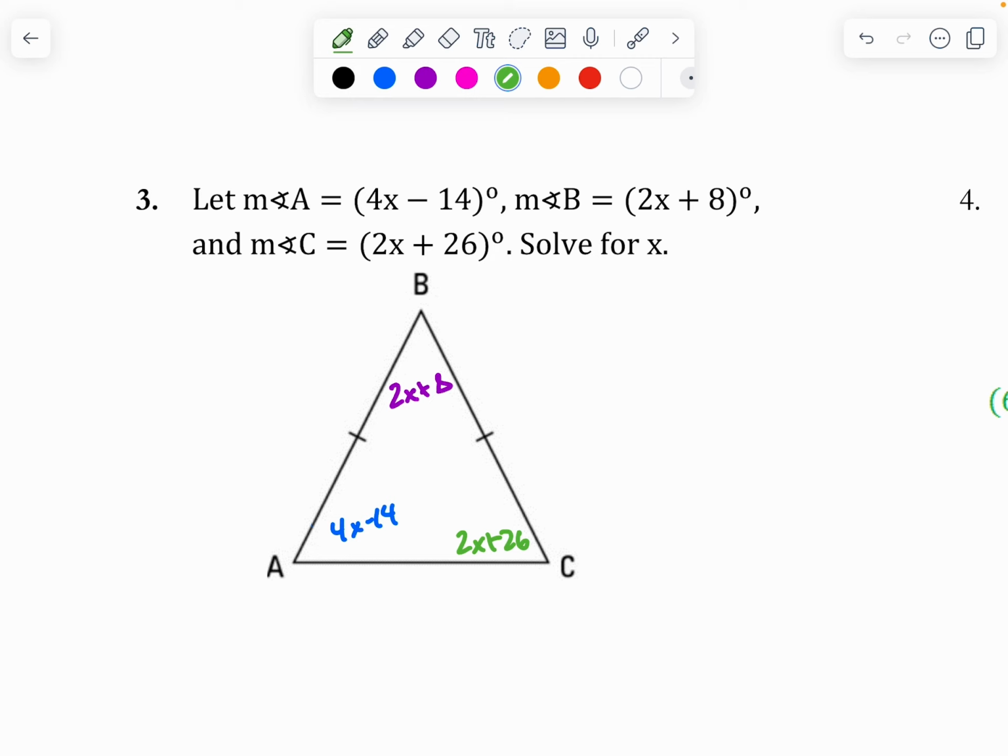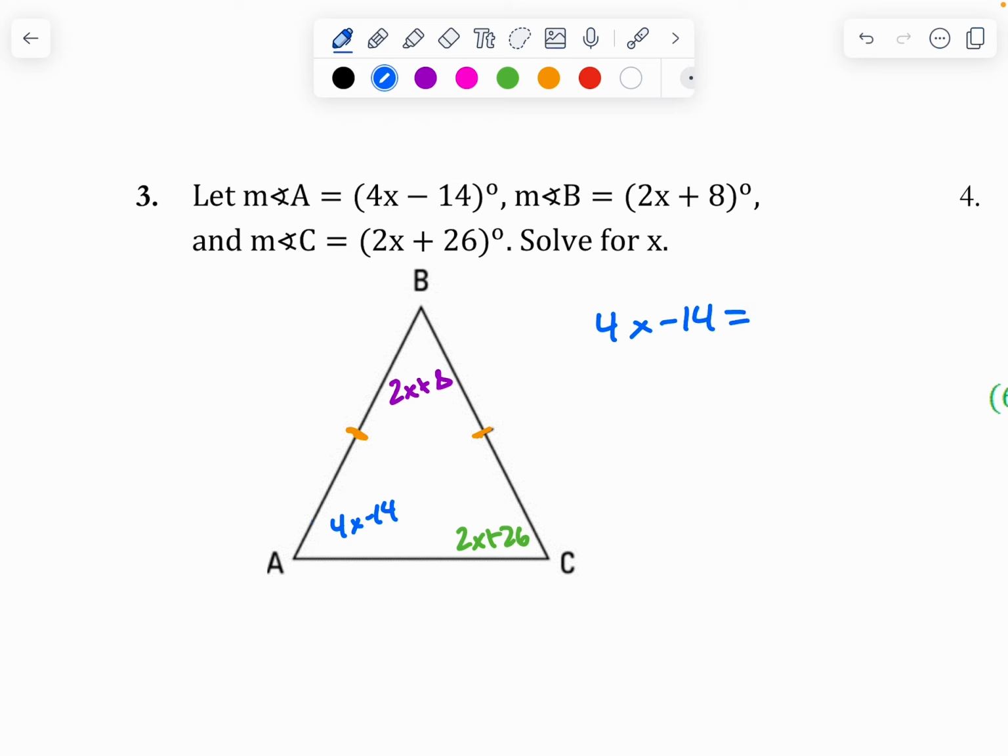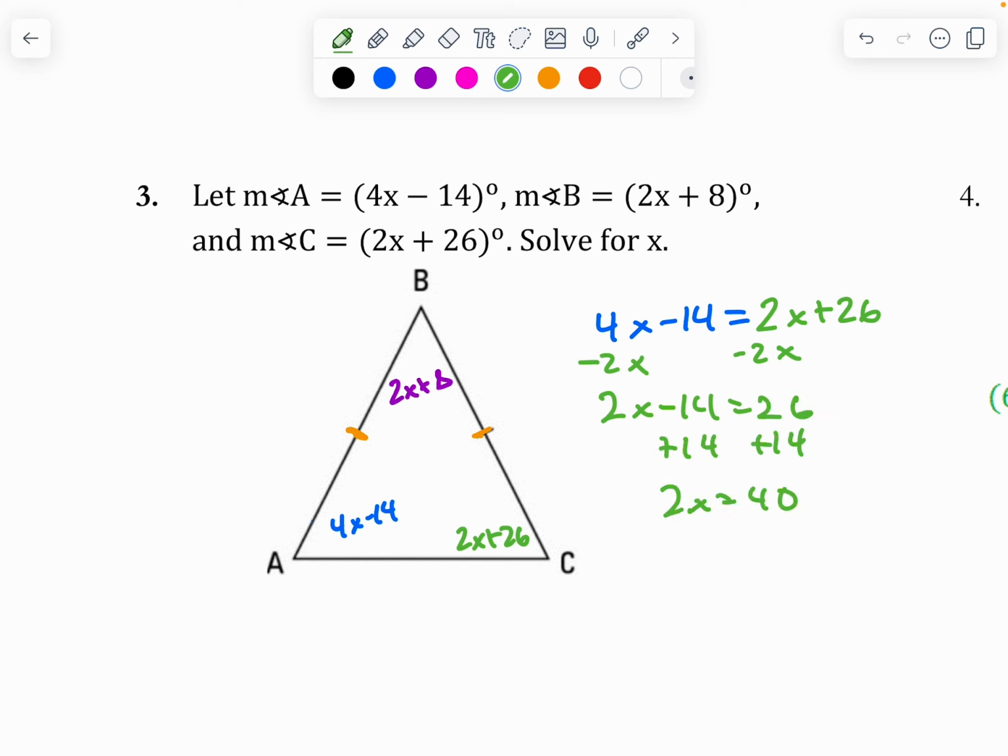Okay. I already see that, look, I've got two congruent sides. So that means the opposite sides are going to be congruent. So that means that 4x minus 14 has to equal 2x plus 26. Now, let's just solve. I'm going to subtract away my 2x first. I get 2x minus 14 is equal to 26. Add 14 on both sides. 2x is equal to 40.